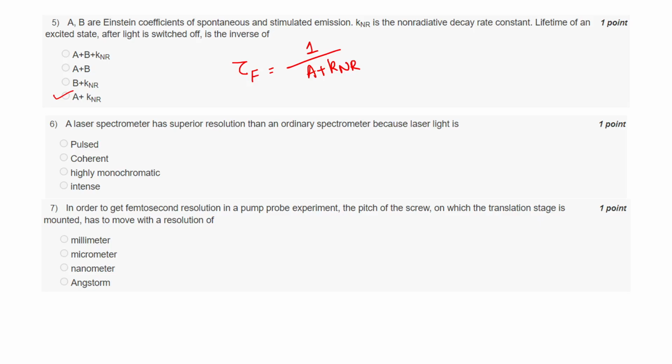Now 6. A laser spectrophotometer has a superior resolution than an ordinary spectrometer because the laser light is highly monochromatic. When the laser is ultrafast, as in ultrafast spectroscopy, then it's not really monochromatic. It becomes a polychromatic laser. The fundamental emission is very high, the intensity would be high, but it's not really monochromatic.